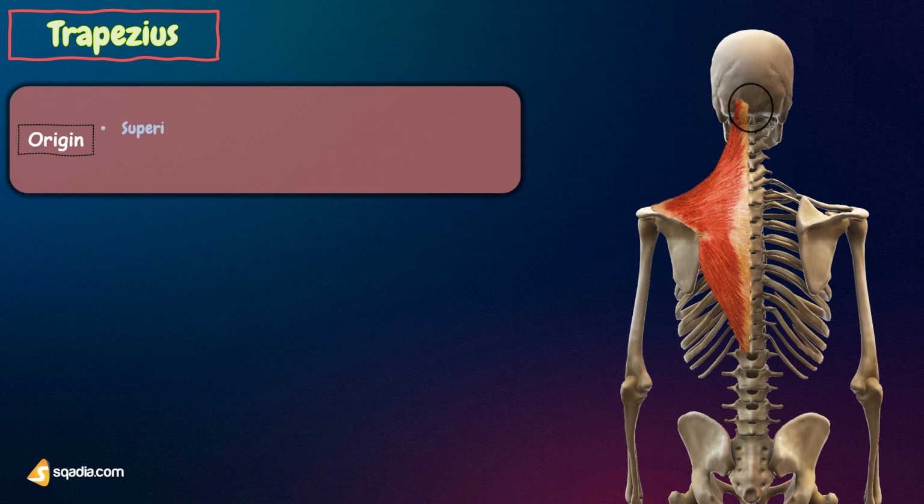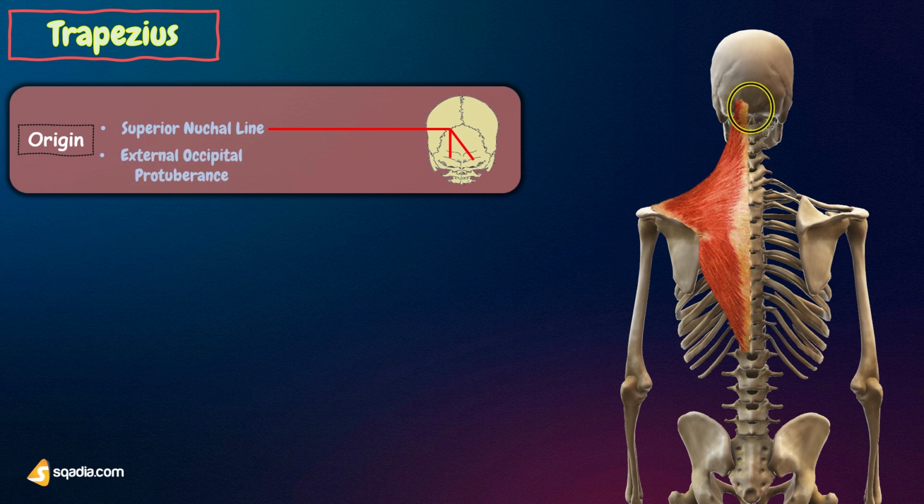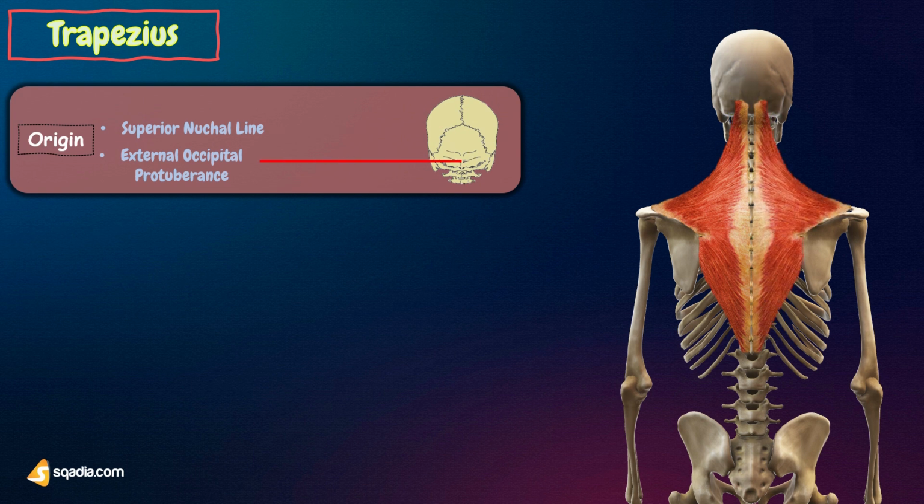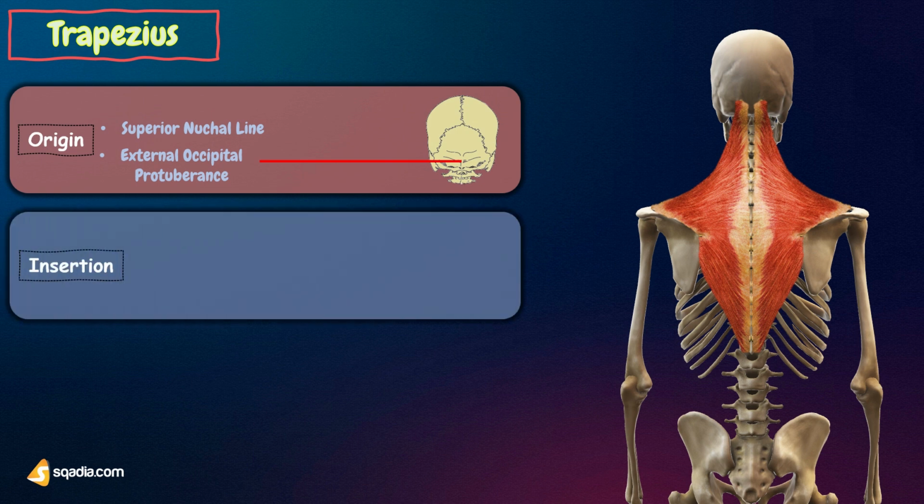It is a large triangular muscle that extends over the back of the neck and thorax. This muscle originates from the superior nuchal line of the occipital bone, as shown here. Its fibers also originate from the external occipital protuberance and the ligamentum nuchae. Trapezius is a large muscle. Its fibers are divided into upper, middle, and lower fibers.